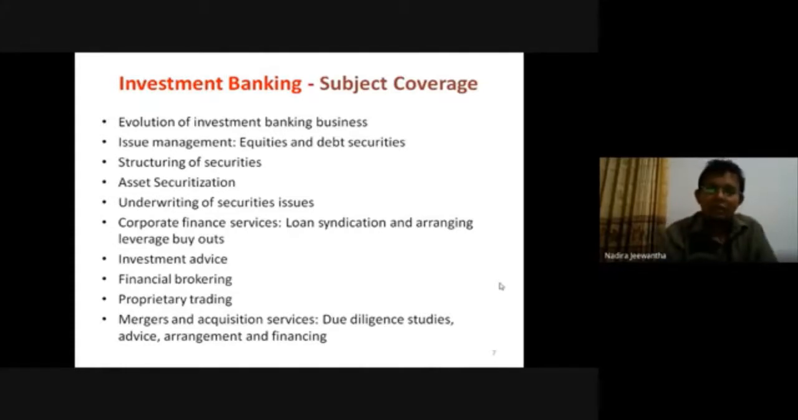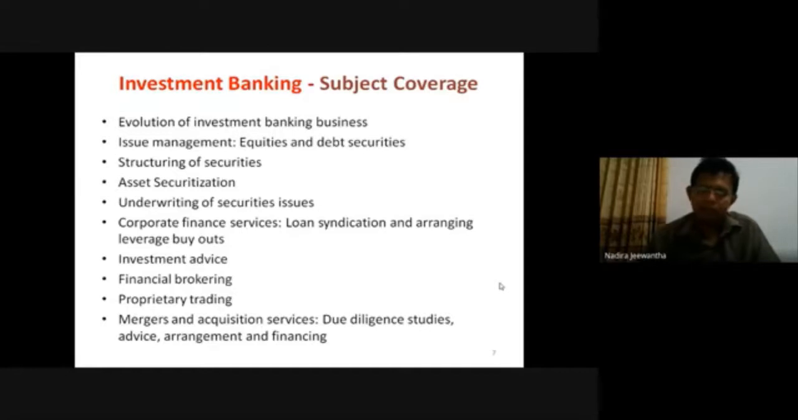If you issued at 12, now you can issue at 6. Why do you want to pay 12? You can pay everything, settle everything, and issue new fresh. Very important subject, very important syllabus topic. You should be thorough with everything.